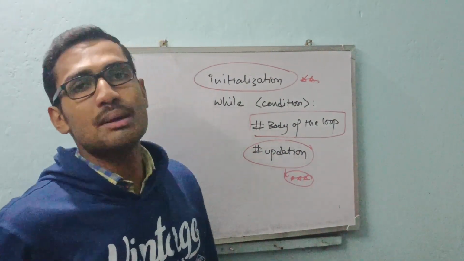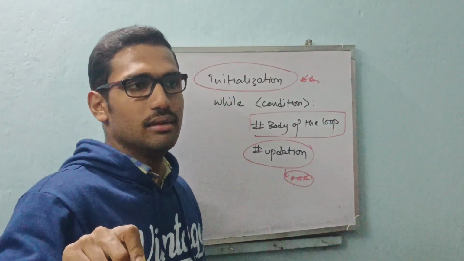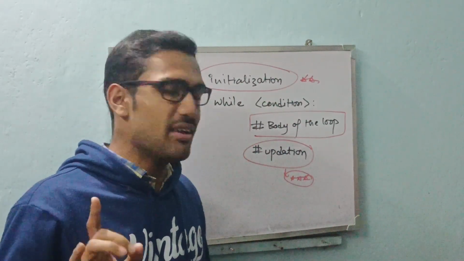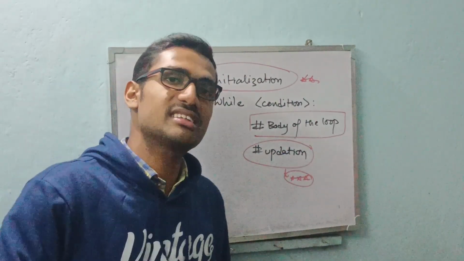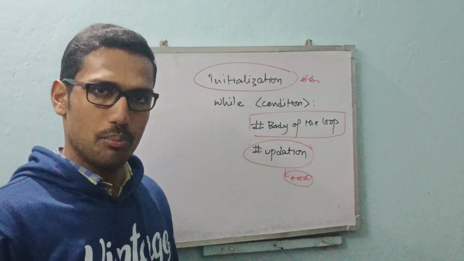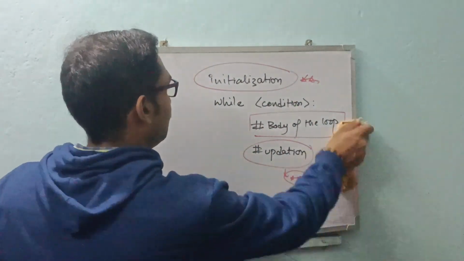So let me write a very simple while loop. That particular while loop would be printing numbers from 1 to 10. We have run this particular code using for loop too, but now it's time to write the same code using while loop. Okay, let's see how we can do that.